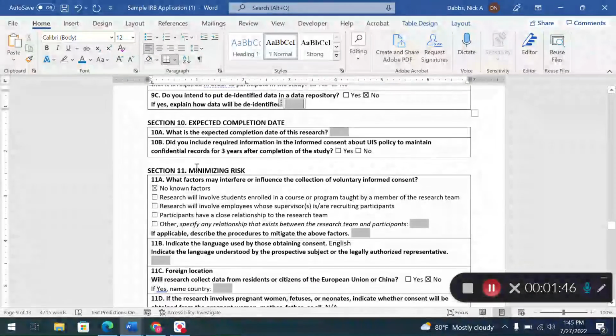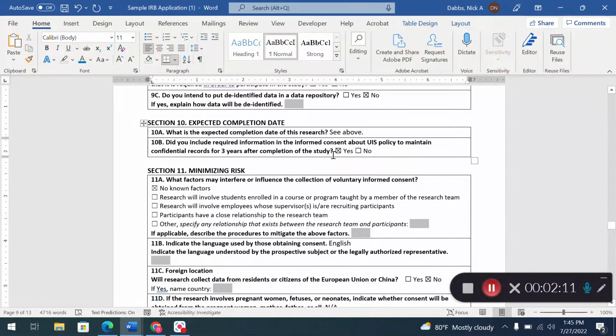So section 10 asks for the expected completion date. We actually mentioned this above, so I'm going to go ahead and put C above, which is also perfectly acceptable. And then for 10B, it says, did you include required information in the informed consent about UIS policy to maintain confidential records for 3 years after completion of the study? I'll go ahead and mark yes.